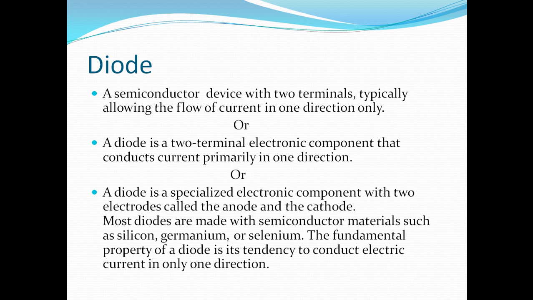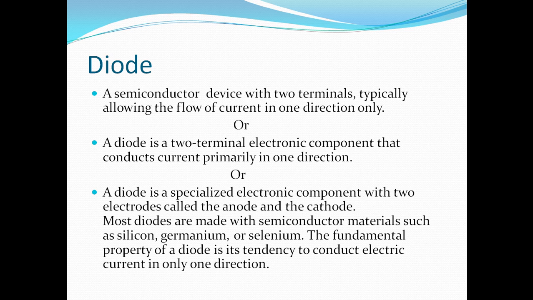It conducts current primarily in one direction, or in other words we say that diode is a specialized electronic component with two electrodes called anode and cathode. Most diodes are made with a semiconductor material such as silicon, germanium, selenium. The fundamental property of a diode is its tendency to conduct electric current in only one direction. So this is the definition of a diode: it is a semiconductor device, it has two terminals and it allows the current to flow in only one direction.